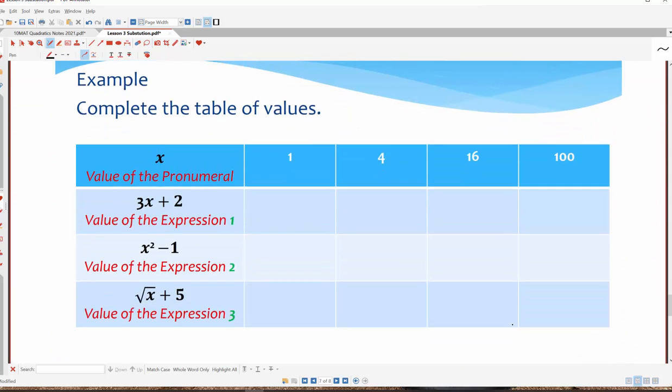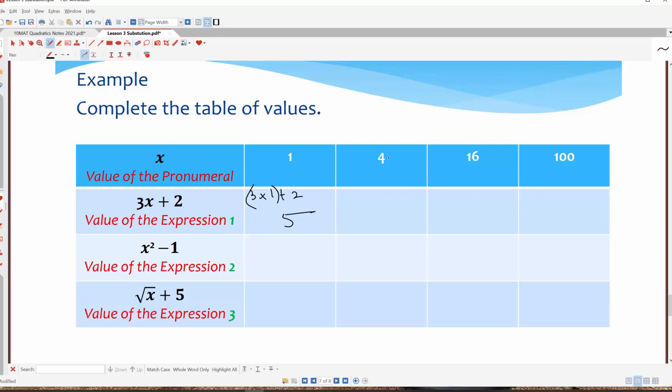So this one you will need into your books, so it will take a little while to copy this in. But once you do, then you can fill it in. So unpause the video when you've drawn up a table that looks like this. Right, so this one here, 1 needs to go into this expression here. Now the expression is 3 times x, so 3 times 1 plus 2. Now 3 ones are 3, plus 2 is 5. So that's 5 in that box there.